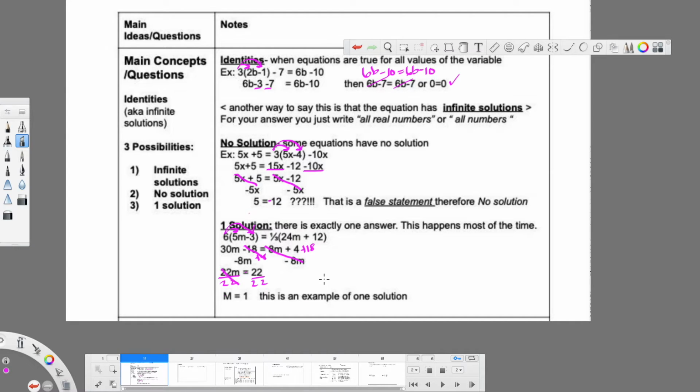It is 1. There isn't any number of possibilities that we could put in, like infinitely many solutions or identities. And no solution would be, you can't put in anything that makes it true. It's just not going to work. All right, let's go to the next page, and we're going to test some of these really quick.